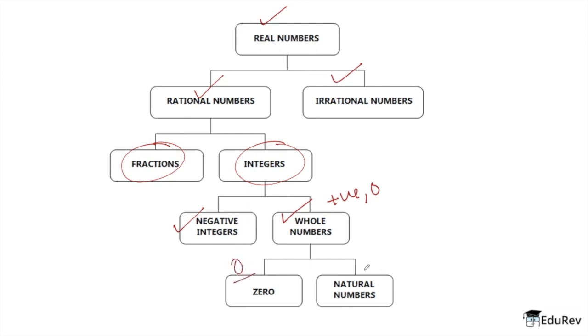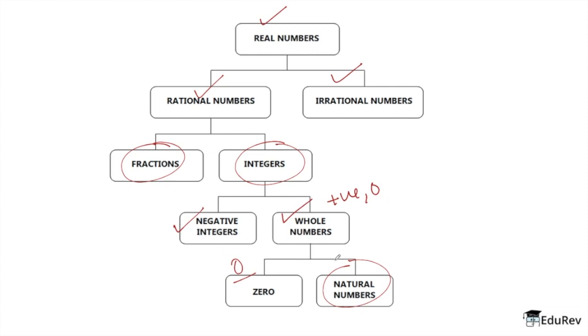Whole numbers can be your 0 and your natural numbers. So I hope you understand this flowchart. You can just take a screenshot of this, or jot these things down in your notebook so that you remember after a couple of days. Now we have a basic, rudimentary understanding of what numbers are.